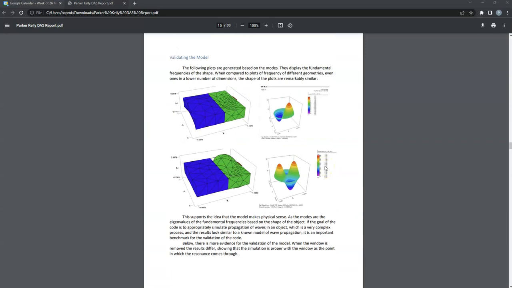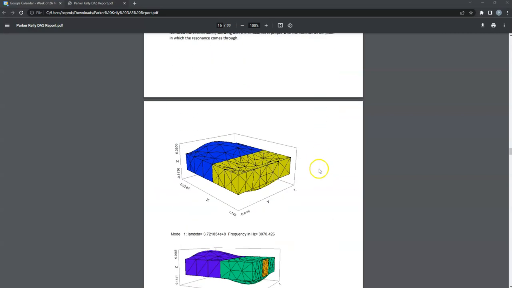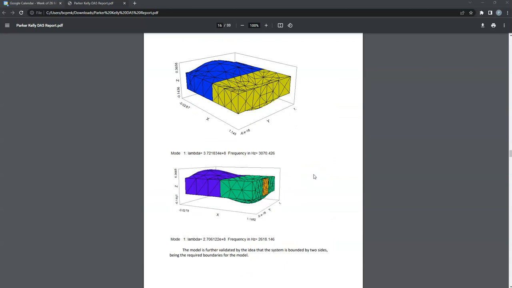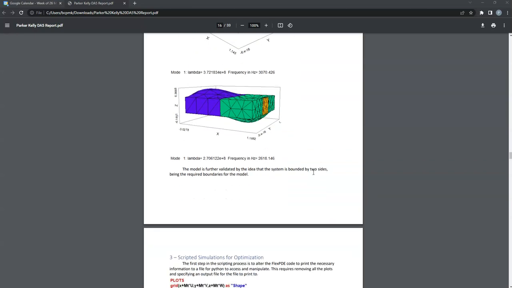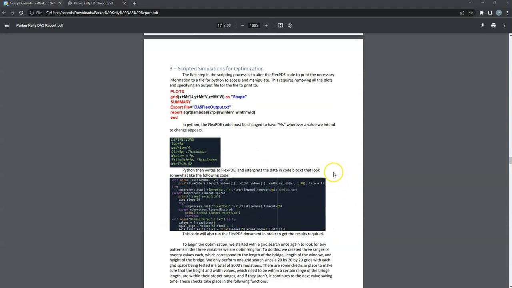In validating the model, we looked at different plots of frequency of different geometries and compared it to ours, and they all looked very similar. We also looked at the R model without and with the window and saw that it does change the answer, so the window was doing its job. And further, we knew it was bound on both sides, so it should be validated in that regard as well.